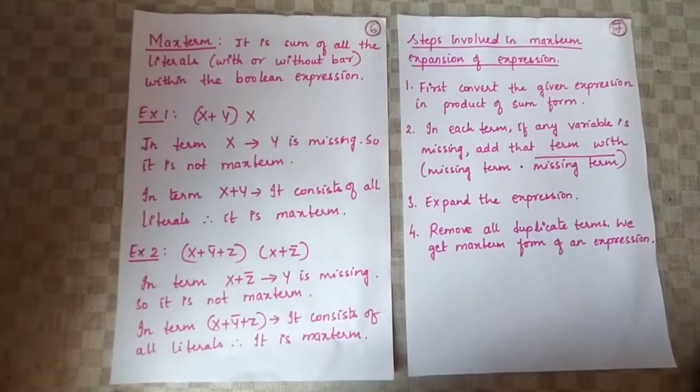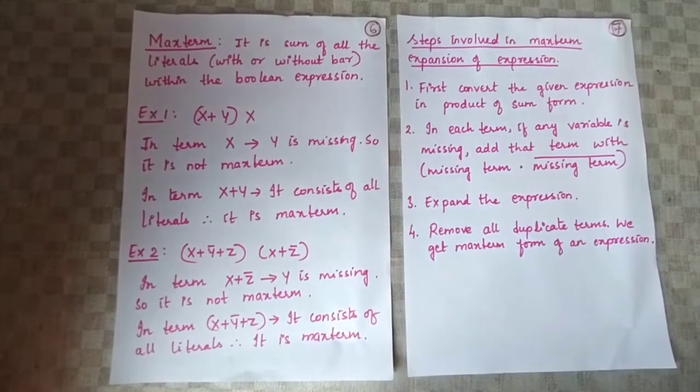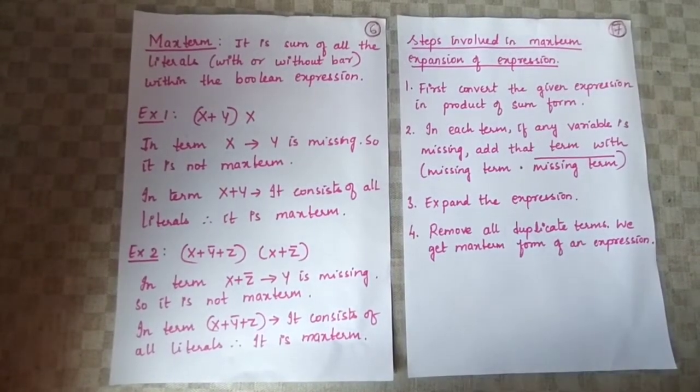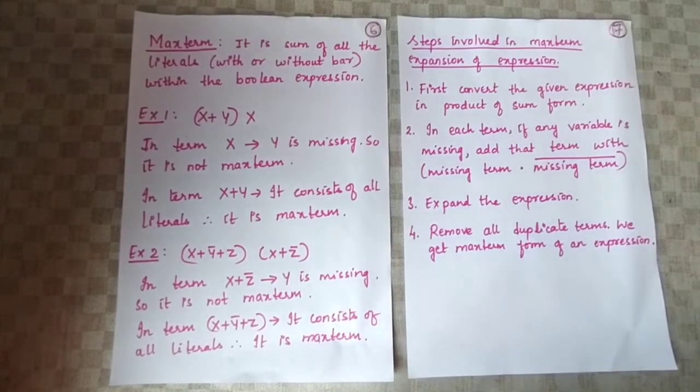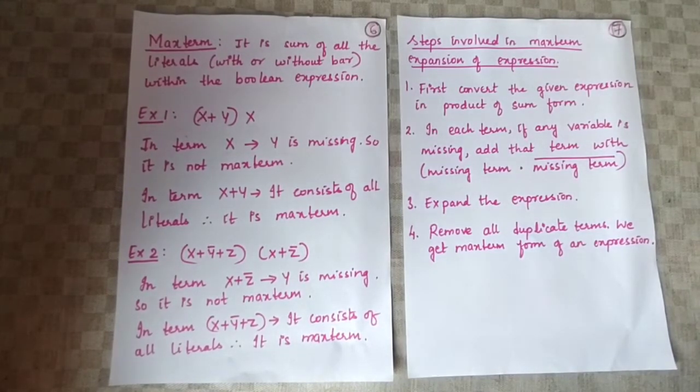Hello my dear students. Today we are going to see the next important term under Boolean expression, that is max term. In the previous class we have seen under the Boolean expression there are two terms, that is min term and max term. Min term, you already know, it is nothing but product of all the literals. What is a literal? Literal means a single variable in a term or an expression. So now we'll see what is a max term.